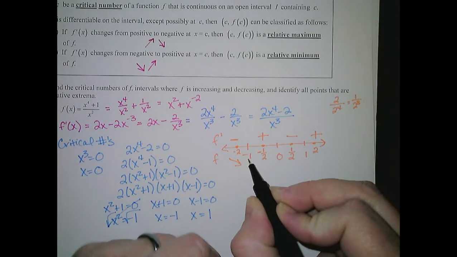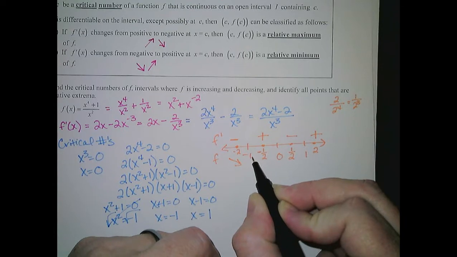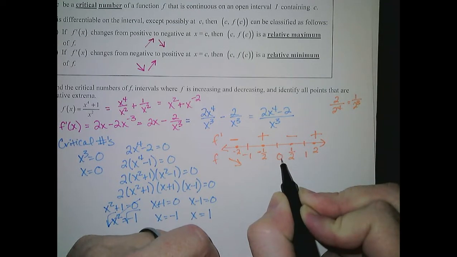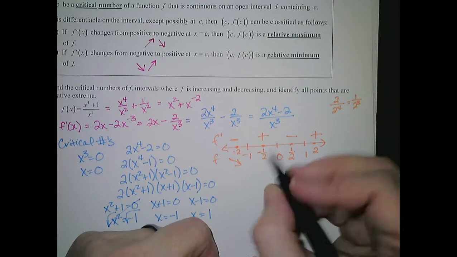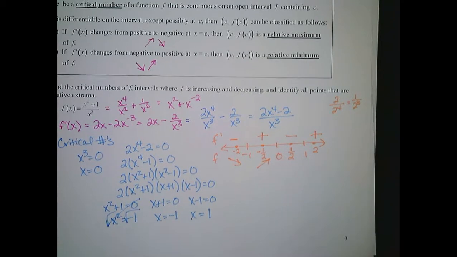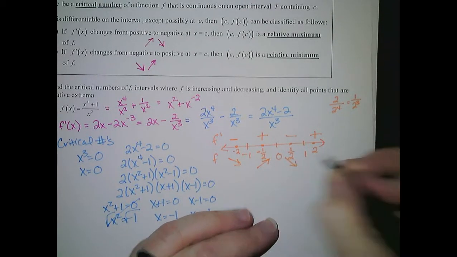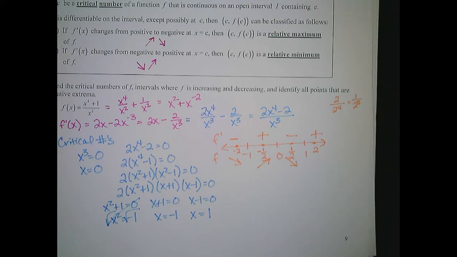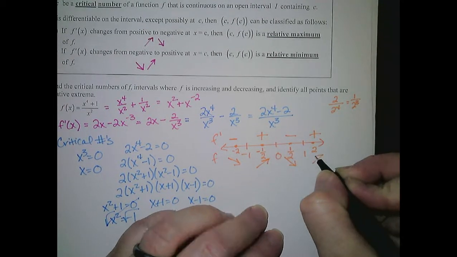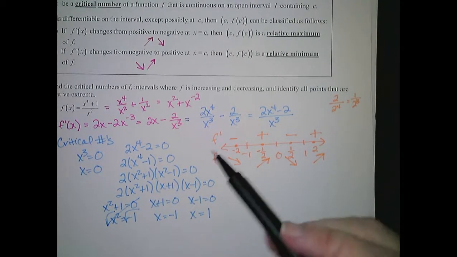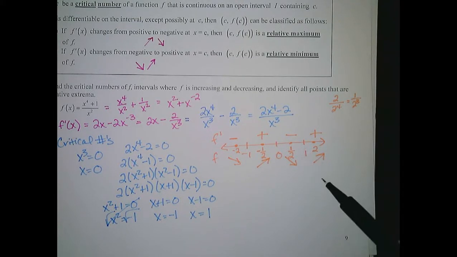Then everything between -1 and 0, I'm going to have a positive derivative. So that means that in this region, my function must be increasing. Then again, from 0 to 1, I have a negative derivative telling me my function must be decreasing. And then finally, for everything greater than 1, I'm going to get a positive derivative, meaning that my function must be increasing. So my function is decreasing, increasing, decreasing, increasing.